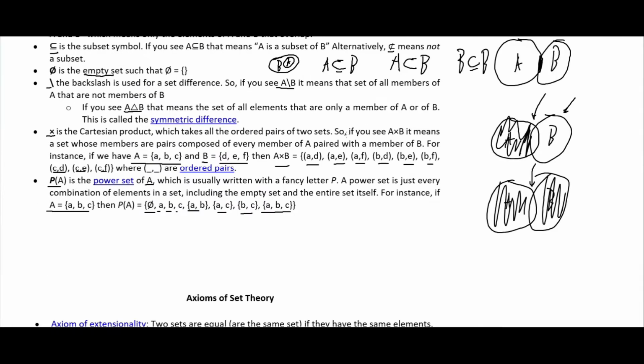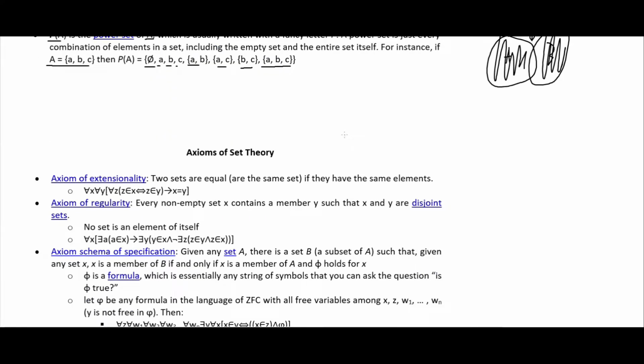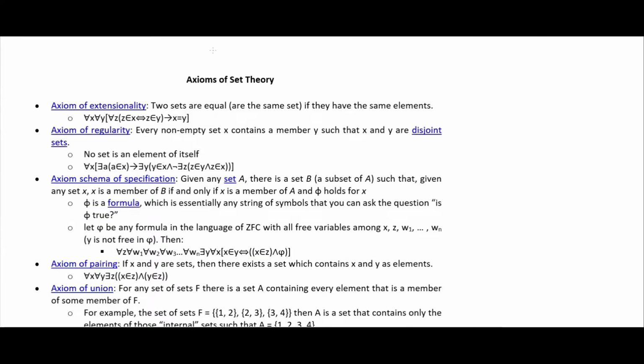Then there are the axioms of the Zermelo-Fraenkel set theory here. I'm just going to go through these really quickly. So you can see that there are links on these. If you look at the lecture notes in the description, it'll be in a PDF form. You can click on these links and it'll bring you to the Wikipedia page that explains these things in more detail. So the first one is the axiom of extensionality, which says that two sets are equal, they're the same set, if they have the same elements.